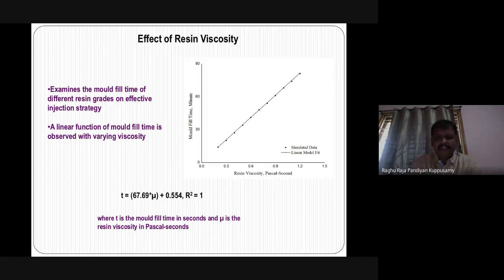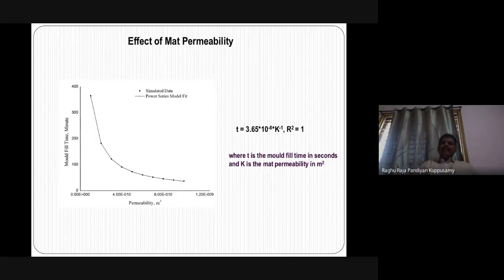You can see that it is a linear function. When the viscosity is varied, the mold fill time varies linearly. So that also has been modeled. For mat permeability, I have used only one, the same permeability in all directions. When I use different directional permeabilities, I can see the mold fill time. When the permeability is lower, the mold fill time is higher. And that has also been modeled.